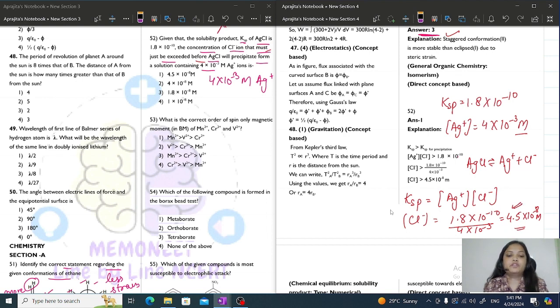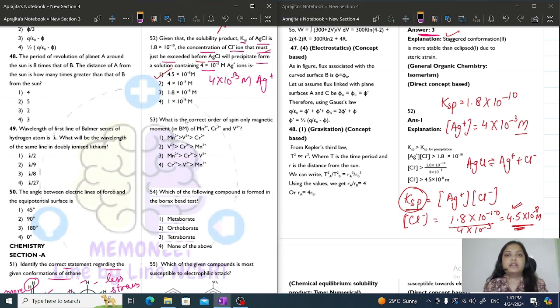Precipitation will occur because the ionic product will exceed the KSP. If the concentration of chloride exceeds this much, the ionic product will exceed the KSP. So in that case, the precipitation will happen. So yes, the answer is 4.5 into 10 to the power minus 8.